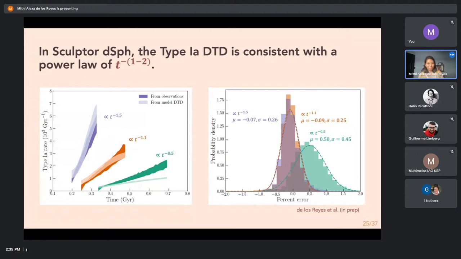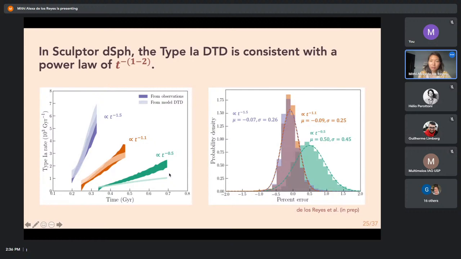But here I'm plotting the type 1a rate as a function of time, which is what we measured, both from our observations, the observed rate, and the expected rate, which comes from a model delay time distribution. So here, what I'm doing is just changing the power law of the delay time distribution, the power law index, to see what the overall effect is. Our goal, again, is to match the dark colored regions, the observed rates, and the light colored regions, which are the expected rates. And so by eye, we can see already that for some delay time distributions, the observed and the expected rates just visually don't match at all.